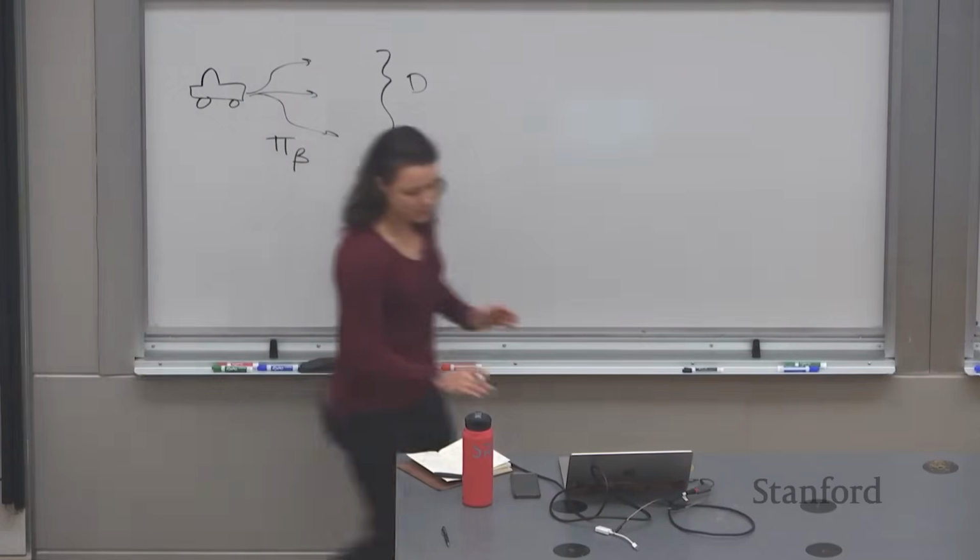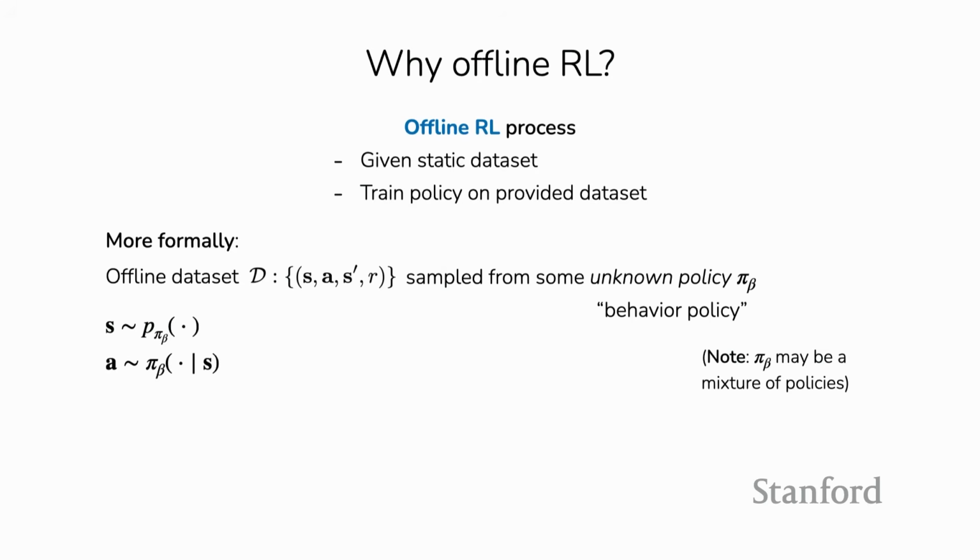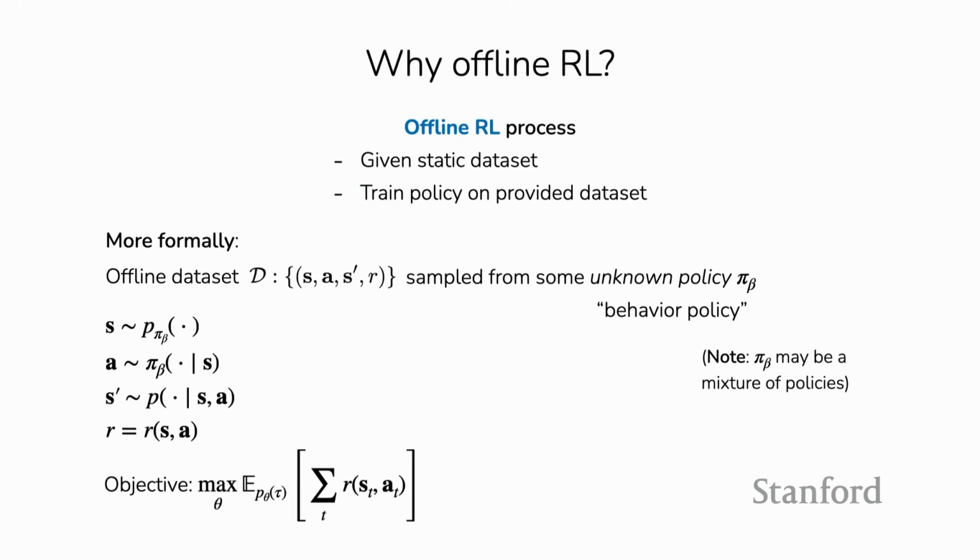Cool. So that's the data set, sampled from some unknown policy. It may be a mixture of policies. If we were to think about the distribution over this data, we could think of it as having some underlying state distribution corresponding to this policy, an action distribution, dynamics, and a reward function. And then our goal is to learn a good policy that maximizes reward.